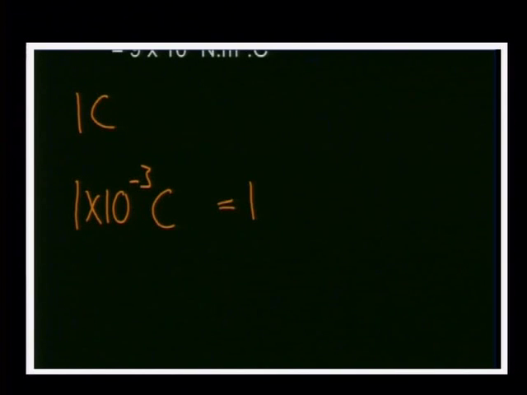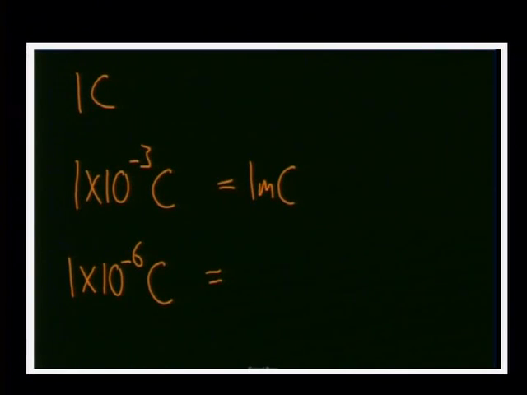We say that's 1 millicoulomb. And then if we wanted to get 1,000 times smaller than that, we'd divide by 1,000, and we'd get 1 times 10 to the minus 6 coulombs. Now, we're getting into the region where we can use this value.